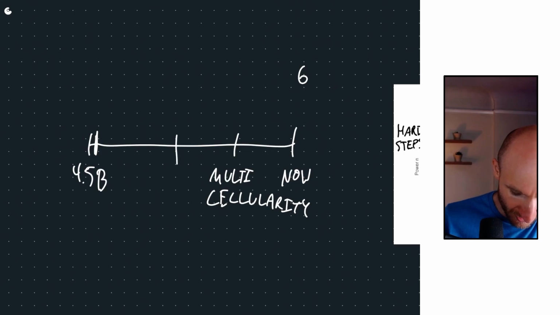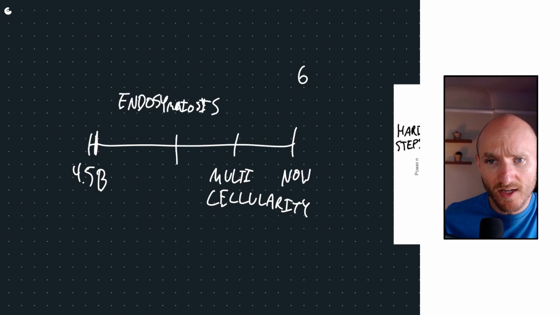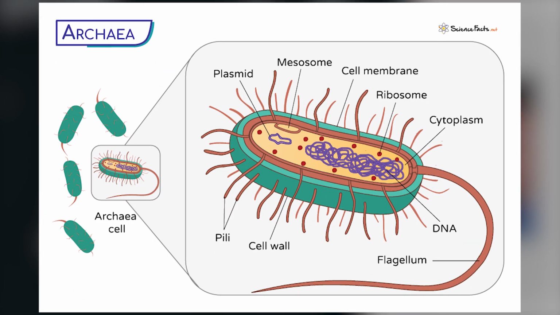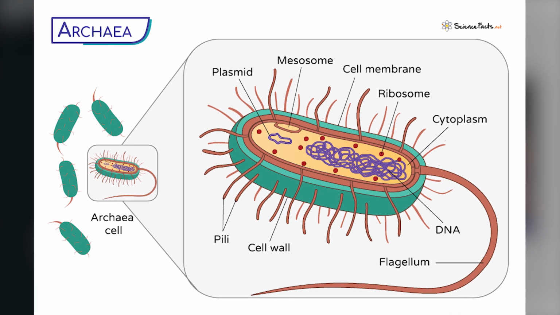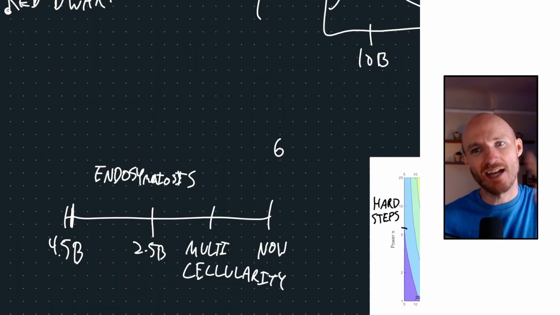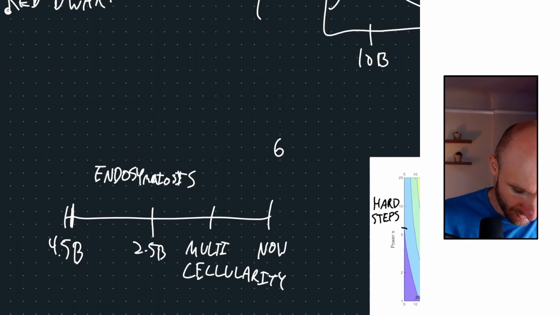The thing that's the hardest, and this is a Nick Laneism, is endosymbiosis. Endosymbiosis is really hard. This is 2.5 billion years ago. This is where an archaea was eaten by a bacteria, or vice versa, I forget. And that is when we got the mitochondria, which allowed us to have bigger cells, which allowed us to have multicellularity. And we've only seen it happen 3 times in life.